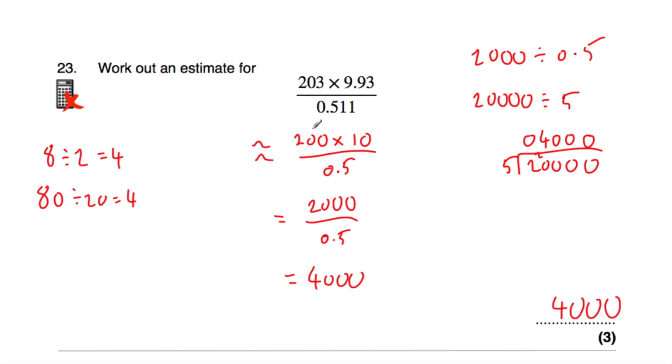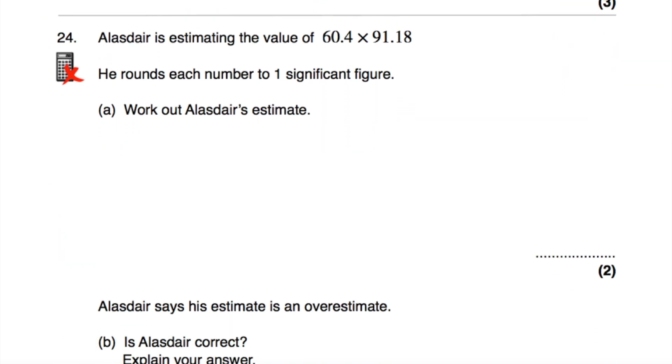And let's just check it. Again, it's a non-calculator question, but we're just checking it out of interest. If we have 203 multiplied by 9.93 and we divide that by 0.511, the answer is equal to 3,944.79. So it's pretty close to 4,000. So it's a good estimate. Okay, let's look at our next question, question number 24.